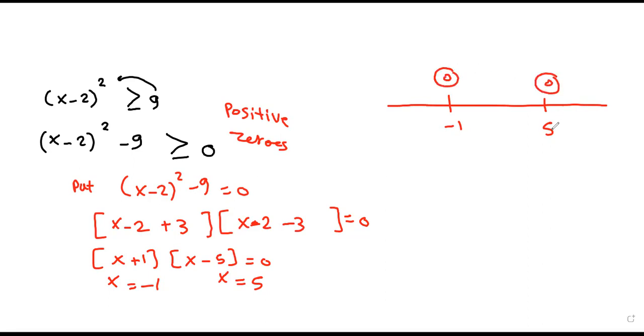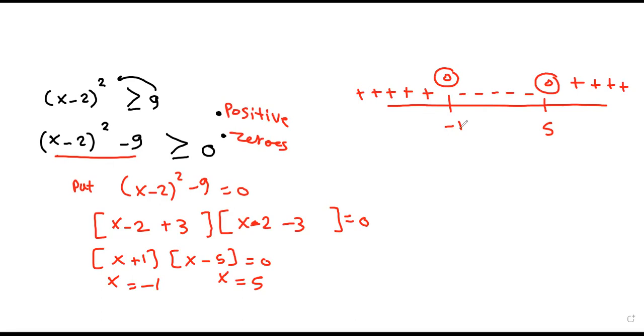Take any value greater than 5 and substitute, like 100. If you substitute it here, you will get a value greater than 0, so it's positive. And take any value less than minus 1 and substitute, you will find it's positive. And what are the values between minus 1 and 5? Negative. Go back to the inequality. What do I need? I need the positive and zeros.